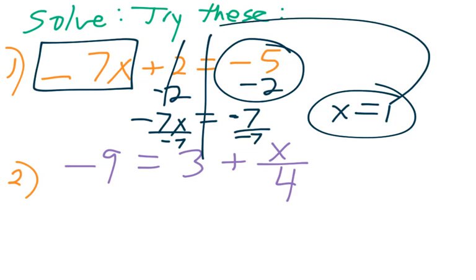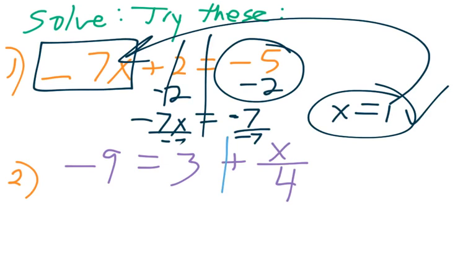If we plug that back in, 1 times negative 7 is negative 7. Negative 7 plus 2 is negative 5, so we're right. Let's look at the next one. So we have negative 9 equals 3 plus x divided by 4. I said 3 plus 4x, excuse me. It's 3 plus x divided by 4 in the second equation.